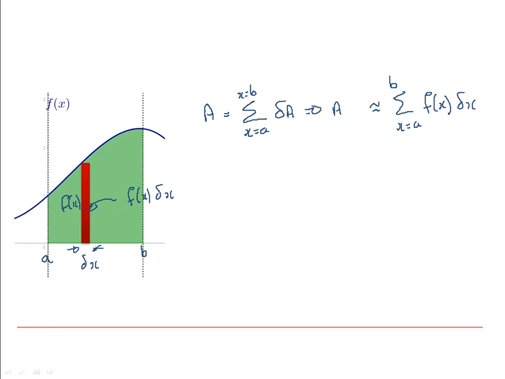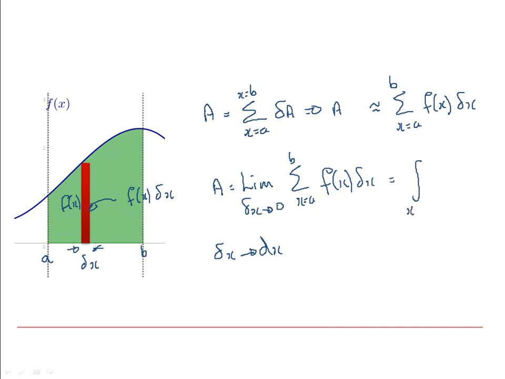And then in the limit, the area will be equal to the limit as that delta x approaches 0 of the sum from x equals a up to b, and in the limit we say that delta x approaches dx, if you like, in terms of the integral. So this limit is equal to an integral from x equals a up to x equals b of f of x dx. So that's the idea of a limiting process producing an integral.